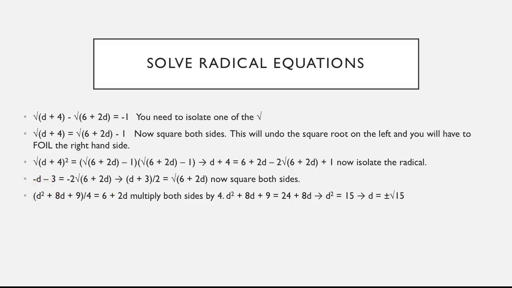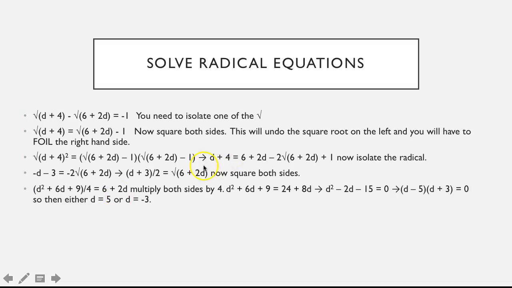When you square both sides, you're going to get d squared plus 8d plus 9 divided by 4. And that's not right. I had an error when I FOILed one side, and this should have been 6d. So what I did was I went in and fixed that and then picked up with recording.